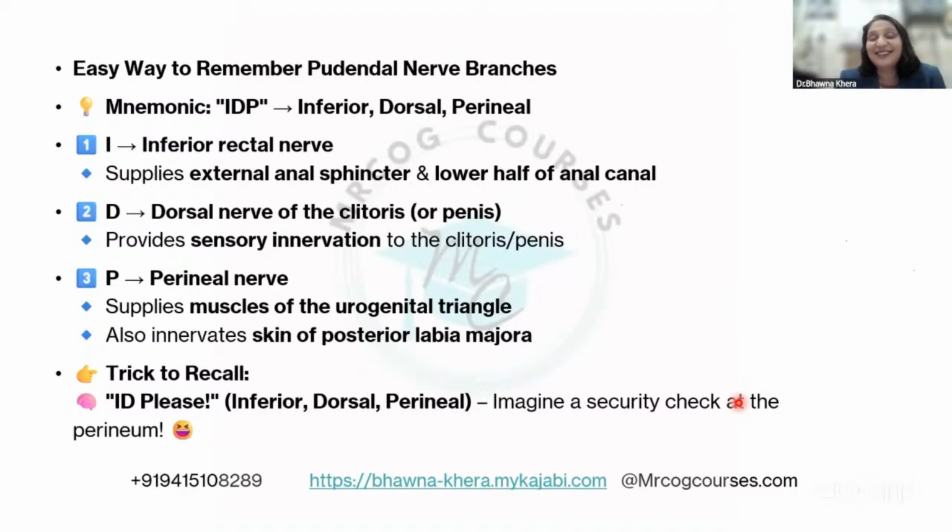Isn't it interesting? If you find it interesting, do let me know so that I'm motivated to make more such mnemonics for you. So IDP, inferior, dorsal, and perineal. So I is the inferior rectal nerve, D is the dorsal nerve of the clitoris, and P is the perineal nerve. Trick to recall is, imagine a security check at the perineum. So it's ID, please.